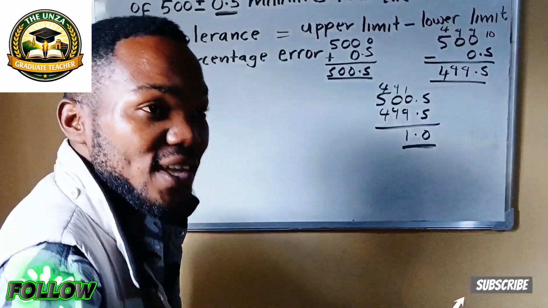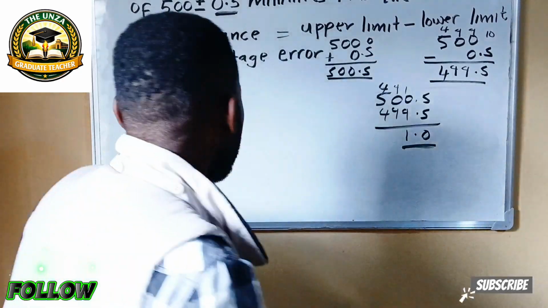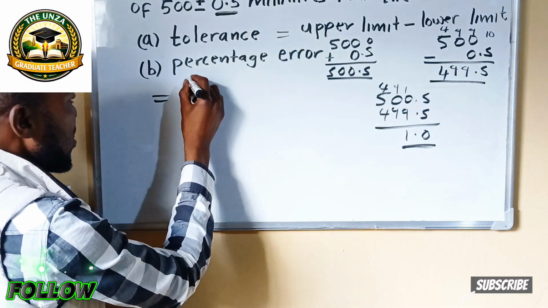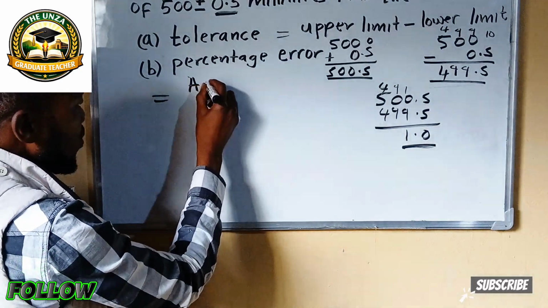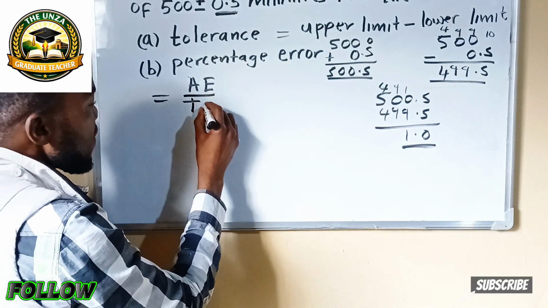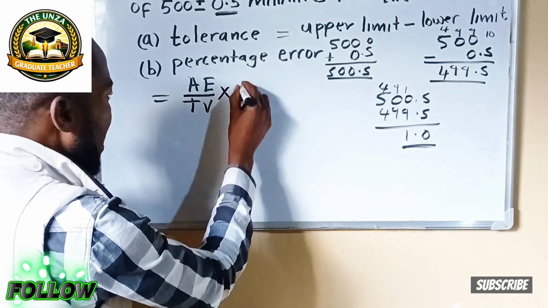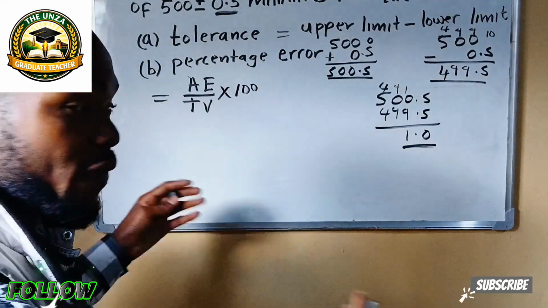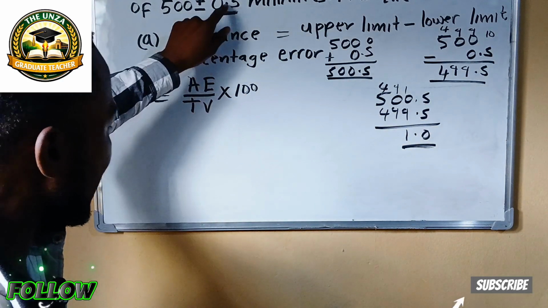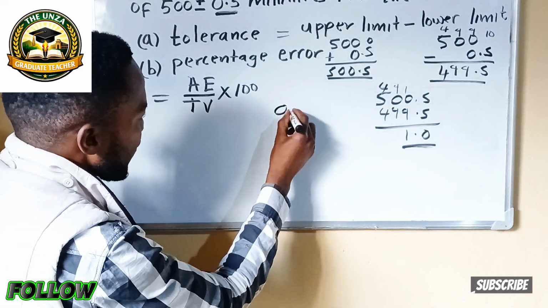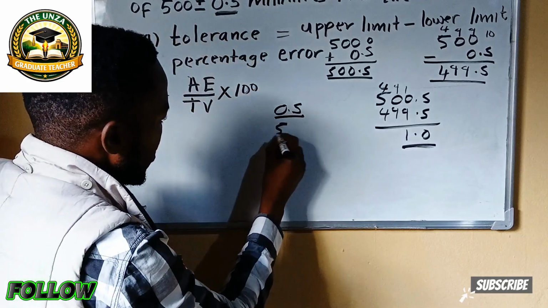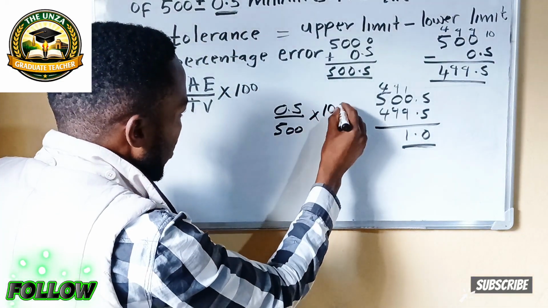And the second question was to find the percentage error. You say percentage error is equals to absolute error, I'll just write in the abbreviation, over true value, TV, multiplied by 100. So you have to find the percentage now. That's percentage error. So now, absolute error, it is this one, 0.5. You say 0.5 over true value. The true value is 500. You say 500 multiplied by 100.